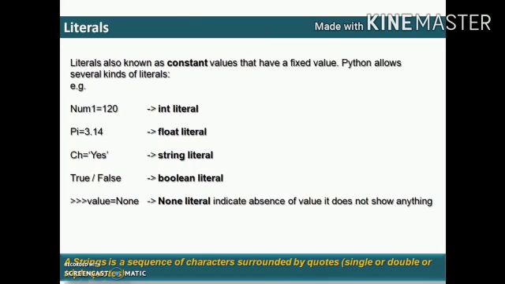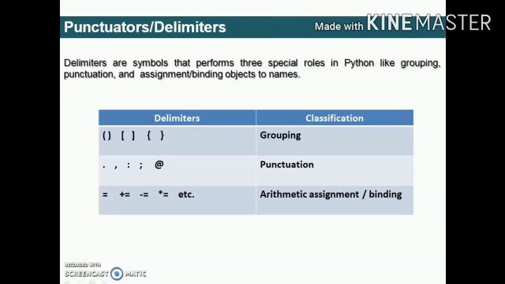Next is literals. Literals, also known as constant values, have a fixed value. Python allows several kinds of literals, for example integer literal, floating point literal, string literal, and boolean literal. None literal indicates absence of value. It doesn't show anything. A string is a sequence of characters surrounded by quotes. It may be single, double, or triple quotes. So a literal is a fixed value which cannot be changed during execution of the program.